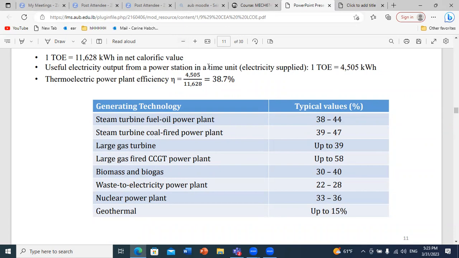Why here we have very high efficiency compared to the others? Because as the name indicates, it's a combined cycle gas turbine power plant. We are combining two cycles in order to enhance the efficiency. You know that in general, as I told you, it's impossible to convert heat completely into work. So let us consider a certain cycle, okay?